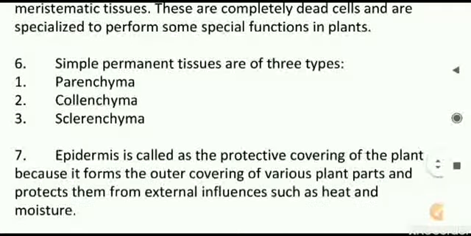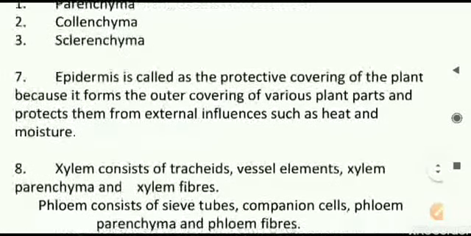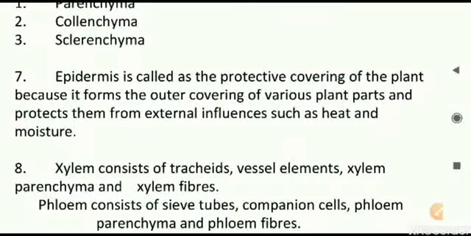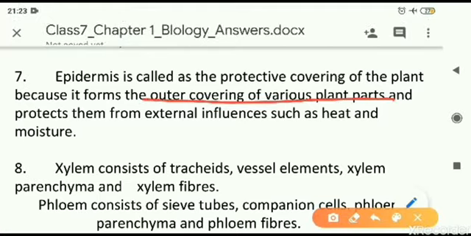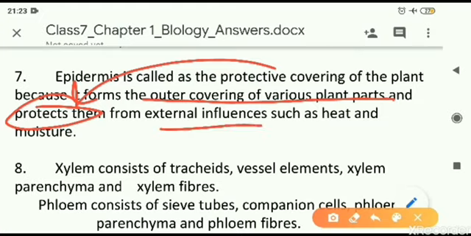Next, how many types of simple permanent tissues are there? There are 3 types: parenchyma, collenchyma, sclerenchyma. Next, question 7. Why is epidermis the protective covering of the plant? Because it forms the outer covering of various plant parts and protects them, because this protective covering is protecting the plant body from external influences. What things can there be? It can be heat or it can be moisture.